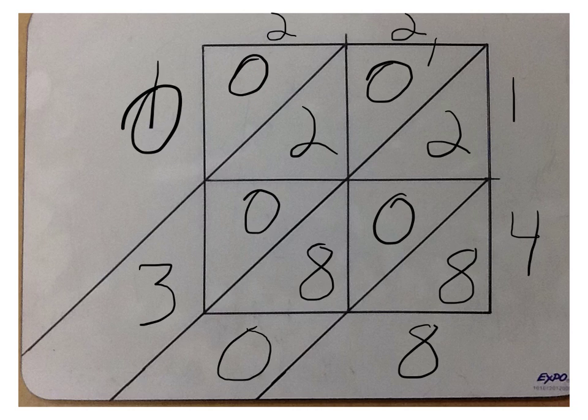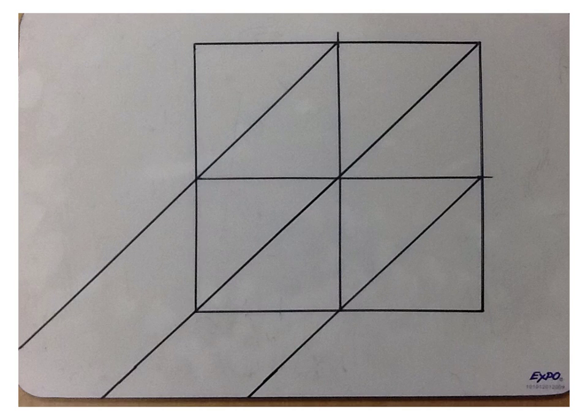We come up with our answer of 0308, which is 308. 308 is our answer. Okay, so we're going to try a little bit of a harder one now. Again, we're going to write above on the outside and to the side of our boxes. So this one we're going to do is 46 times 83.